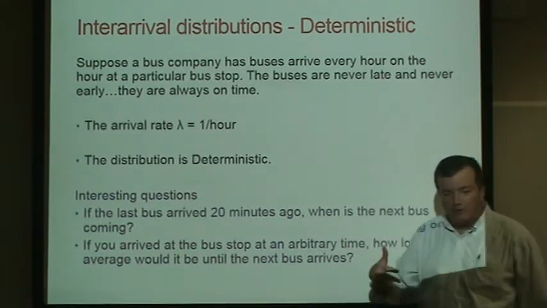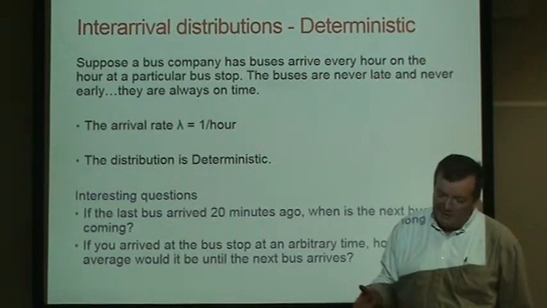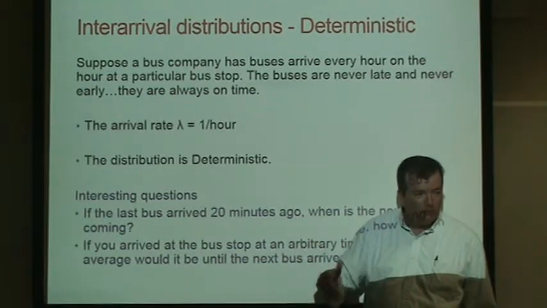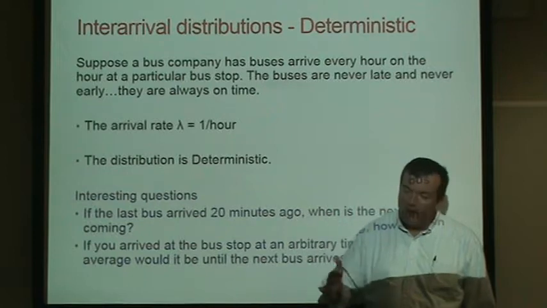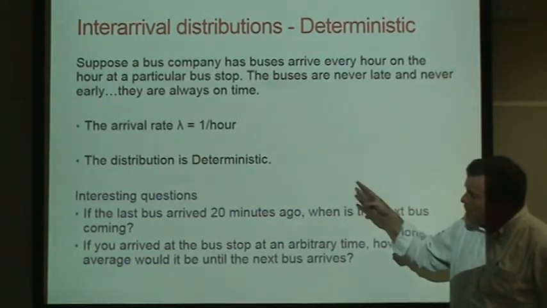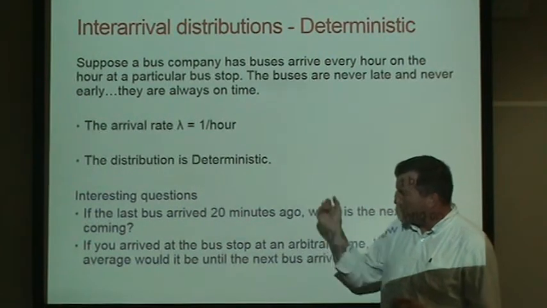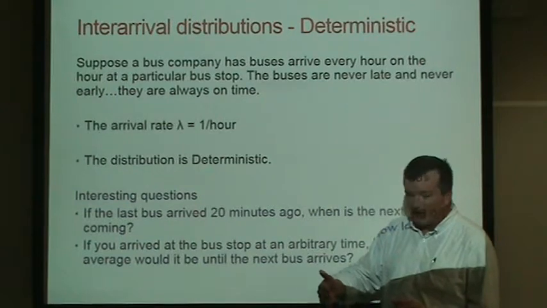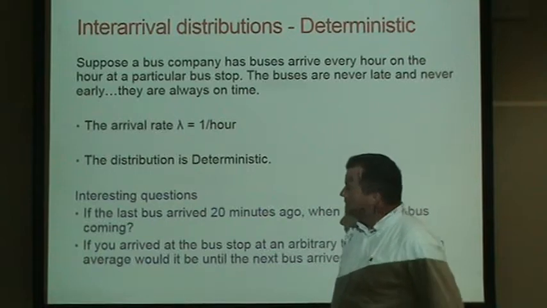If the bus comes every hour, and I tell you the last bus just left 20 minutes ago, can you tell me when the next bus is coming? Yeah, 40 minutes from now, right? Because they're scheduled exactly. And this is going to show up in our queuing. Suppose we had a deterministic service. If someone already had 20 minutes of service done, and they take exactly 1 hour of service, we know they have 40 more minutes to go.